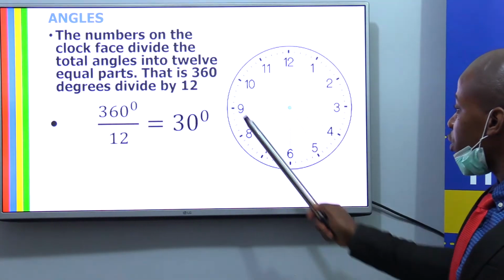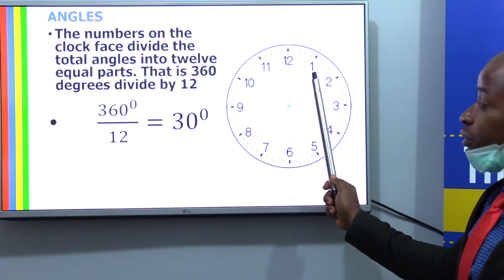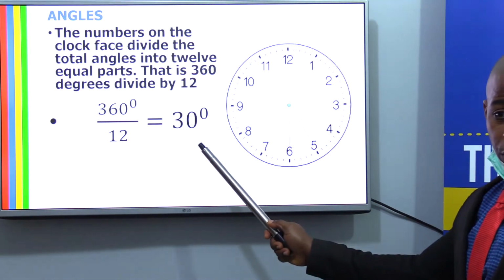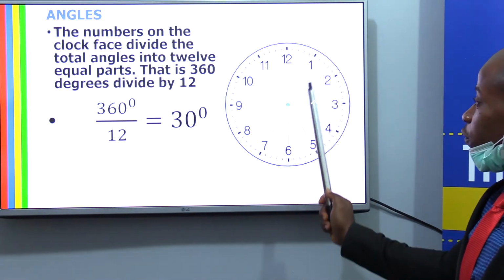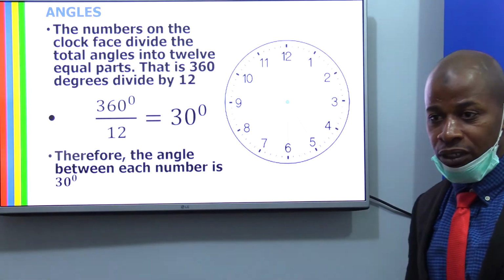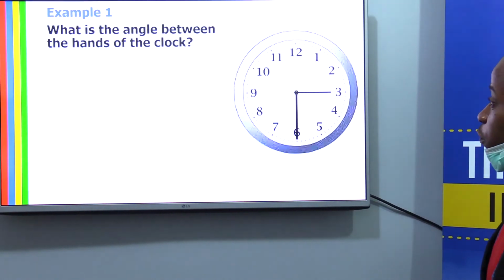If I divide the whole 360 into 12, I get 30 degrees. So between 12 and 1, there is 30 degrees. Between 1 and 2, there is 30 degrees. And so on like that. 30, 30, 30 in 12 places, I get my 360. All right, moving on. Let's see how we can apply this to solve some real problem.